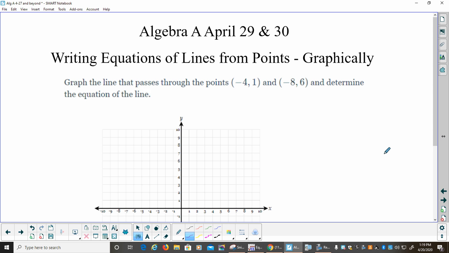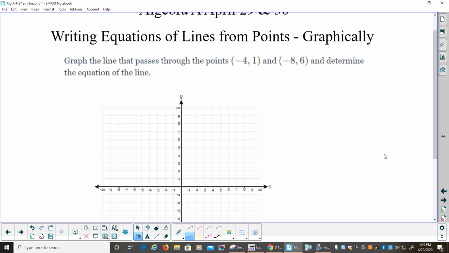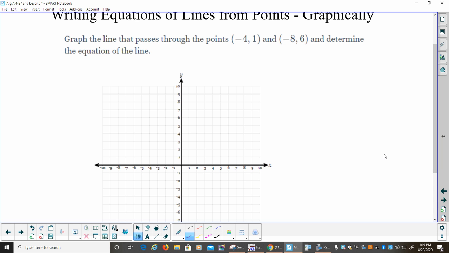In this assignment, they're going to be asking you to plot some points. So we'll start there. So -4, 1. Remember, this is your x, this is your y. This is your left to right motion. This is your up and down motion. So -4, +1. And then the point -8, 6. So -8, 1, 2, 3, 4, 5, 6. And it's asking you to write the equation for that line.